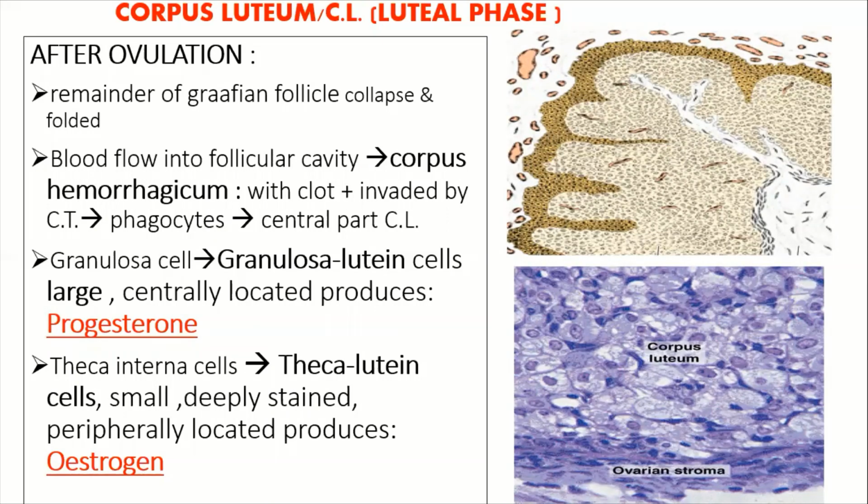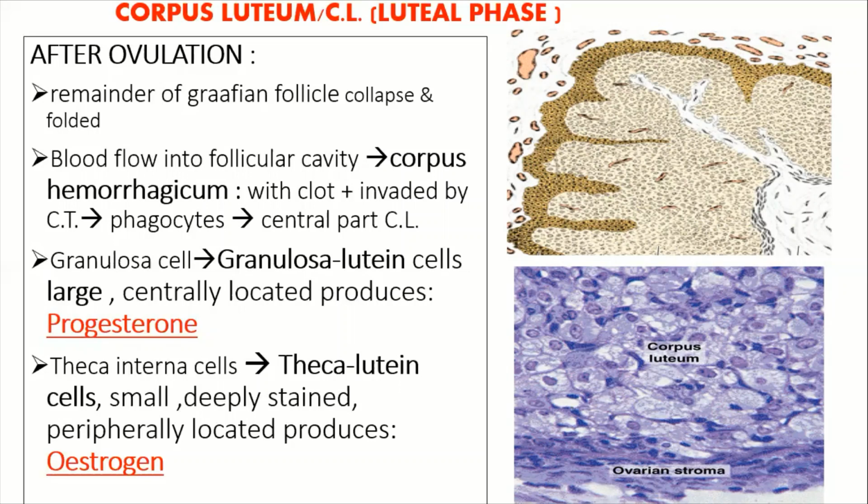After ovulation, we can see the remainder of the Graafian follicle collapse and get folded. Blood flows into the follicular cavity, and initially it leads to formation of a mass in which there is presence of blood. Bleeding from the capillaries in the theca interna into the follicular lumen leads to formation of the corpus hemorrhagicum with a central clot. Connective tissue from the stroma then invades the follicular cavity, and the granulosa cells undergo changes.